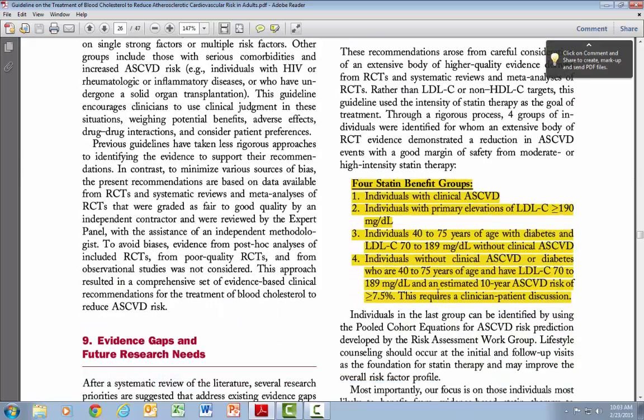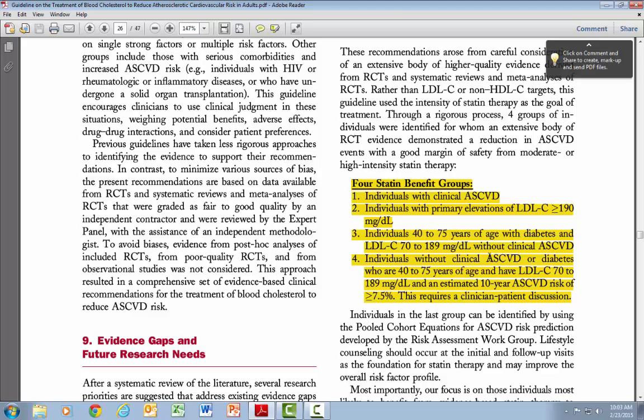Okay, so basically, in conclusion, this is more or less what you have to know. When do you start statin, and what are the groups that will benefit? Any patient that has clinical CAD or CAD equivalent, any individual that has LDL greater than 190, any individual 40 to 75 years old with diabetes and LDL 70 to 189 without CAD equivalents, or any individual without clinical CAD or diabetes who is 40 to 75 years old and has a 10-year risk greater than 7.5%. Again, if you are in that group, moderate intensity statin.